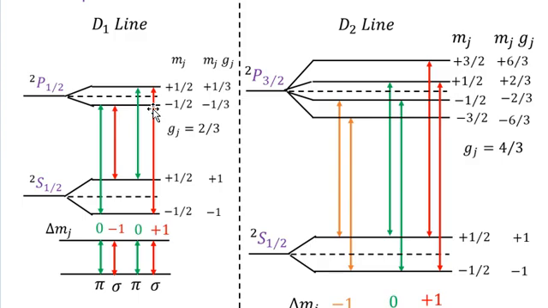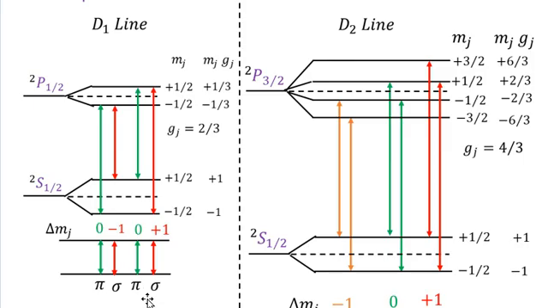So I have drawn these four lines following the rule that delta Mj should either be equal to 0, or plus 1, or minus 1. And I have shown these lines, and these are only the four possible lines. And all these four possible lines will have four different wavelengths.